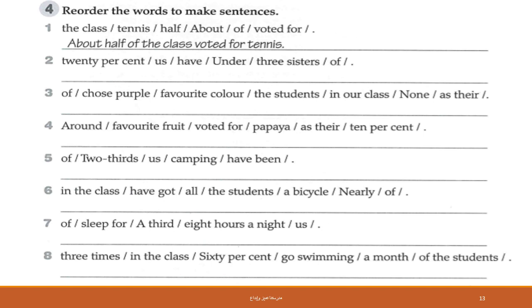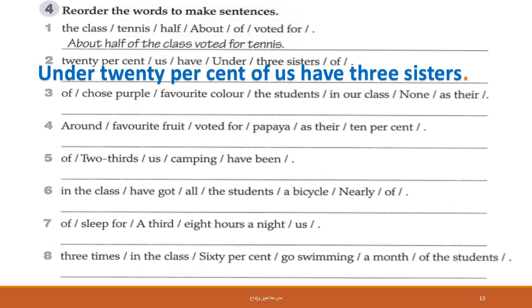20% us have under 3 sisters of. Remember, we will start with the capital letter followed by a number, fraction, or percentage, with of or without of, and then we will complete. Yes, exactly. So the capital here is under. What is the number or fraction? 20%. Okay. So under 20% of us have 3 sisters. Well done, girls.